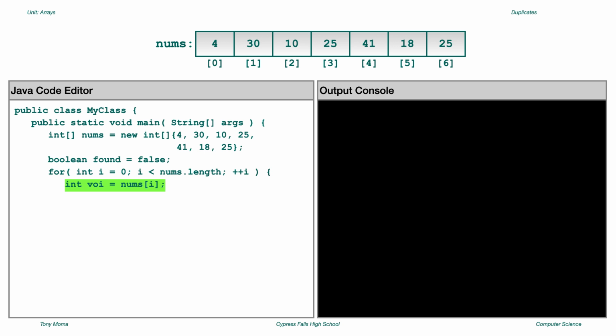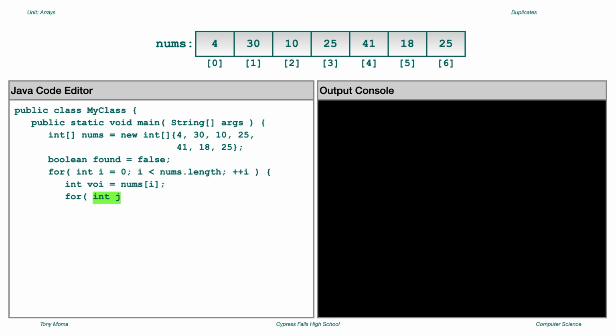Then, in order to compare the VOI to every other value after it in the array, we're going to use an inner for loop. We're going to create a for loop inside a for loop. And since we've already declared a variable named I for the outer for loop, we can't declare a variable with the same name for the inner for loop. We have to use a different variable name. So we're going to say int j.